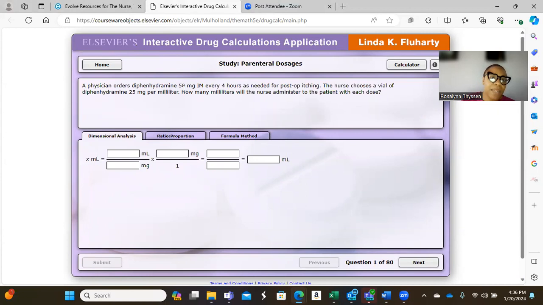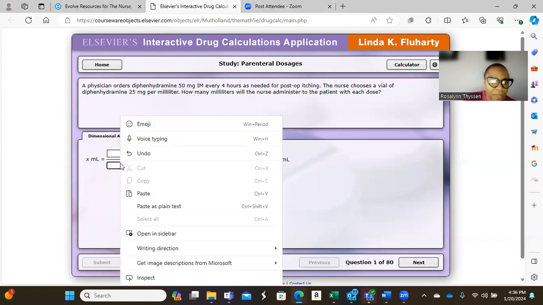Physician orders diphenhydramine 50 milligrams IM every 4 hours. The nurse chooses a vial of diphenhydramine 25 milligrams per mil. How many mils will the nurse administer? So what am I looking for? Mils. What do I know about mils? It says 1 mil is 25 milligrams.